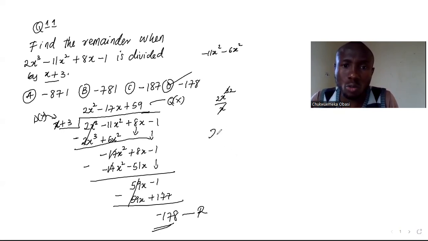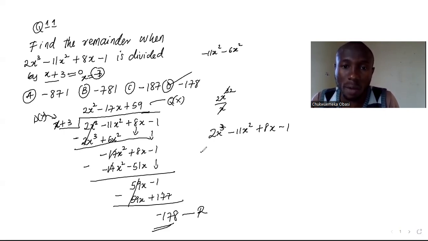We have 2x cubed minus 11x squared plus 8x minus 1 divided by this guy. To get the remainder, using the remainder theorem, just equate this guy to 0. So you have x plus 3 equal to 0, so x is equal to -3. Now this -3, you're going to plug into this polynomial. Then the result is the remainder.